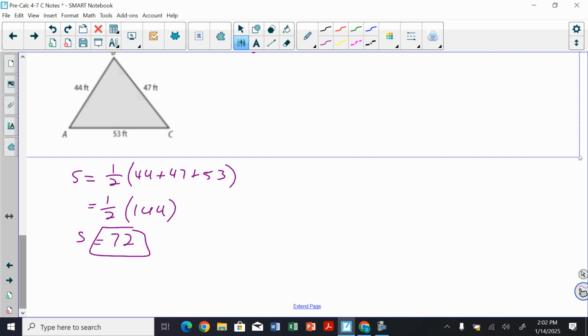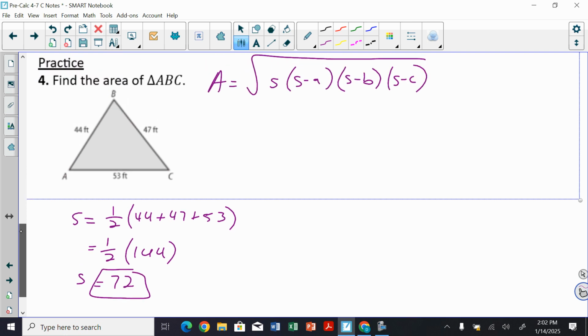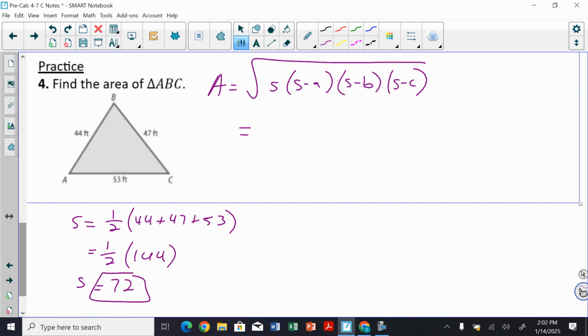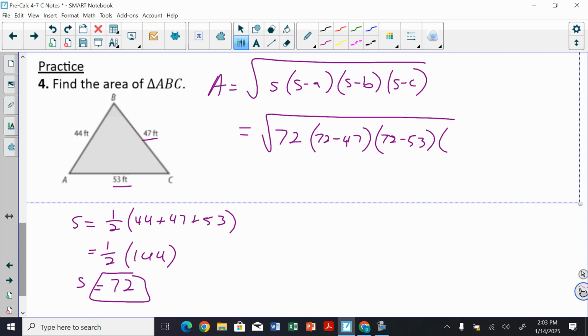So S equals 72. Now I can use that to plug in here in this formula. So I've got 72 here. So S minus A is going to be 72 minus side A, which is 47. And then 72 minus side B, which is the 53. And then 72 minus side C, which is 44. And so this will work out nicely for us.